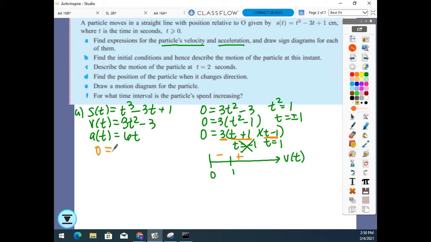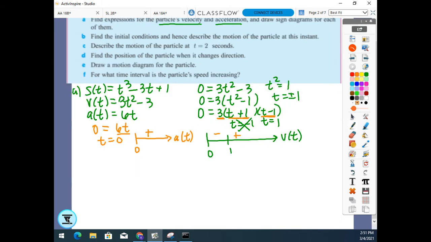Then I'm going to set my acceleration equal to 0. And that's when t equals 0. So I'm going to start at 0, and it never changes acceleration because it's always positive. 6 times a positive is always a positive. So acceleration will always be positive. So that's letter A.